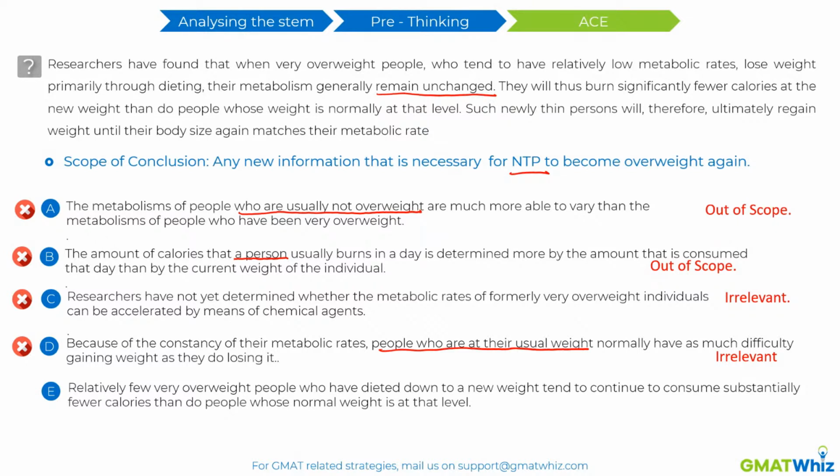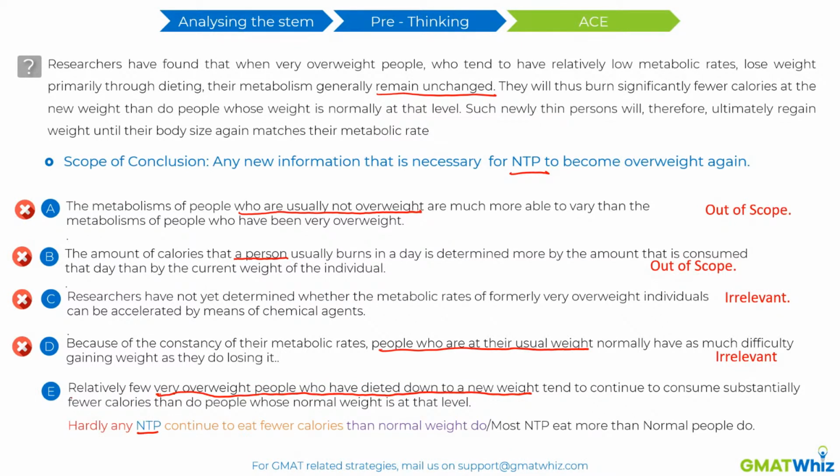You can simplify this answer choice. Relatively few means hardly any. Look at how I'm simplifying. Very overweight people who have dieted is referring to newly thin people. So hardly any newly thin people tend to continue to eat substantially fewer calories than do people whose normal weight is at that level. So I'm saying than normal weight people do. So basically, I'm saying hardly any newly thin person continues to eat less, which basically translated means most newly thin people eat more than normal people do.